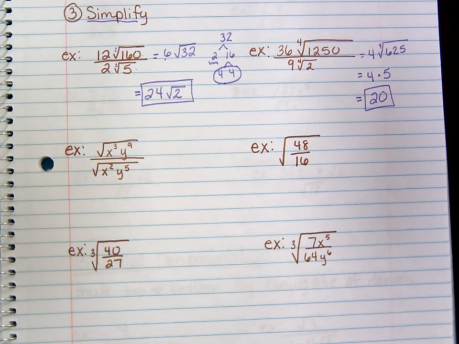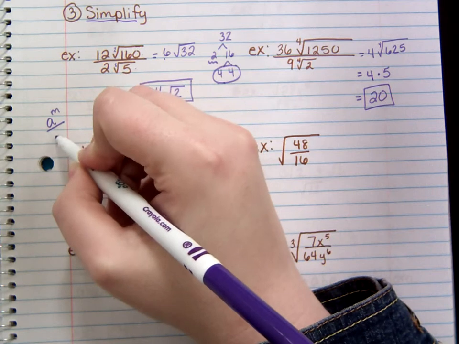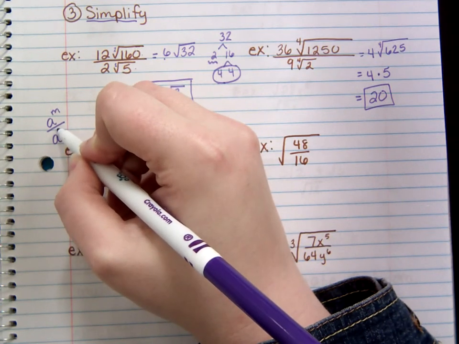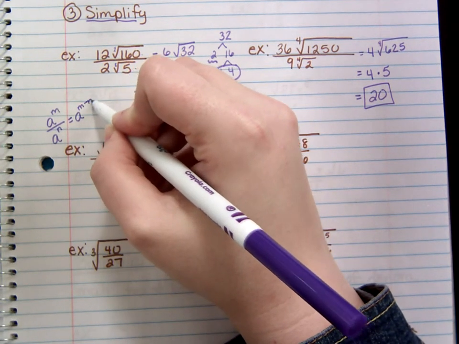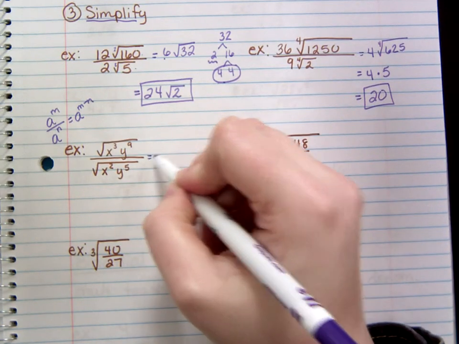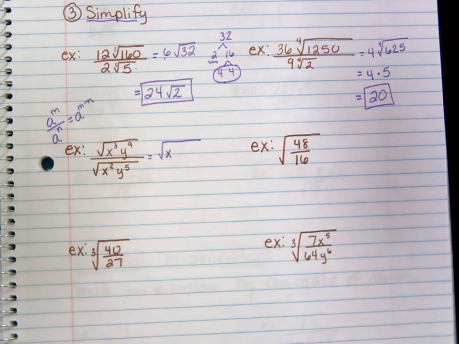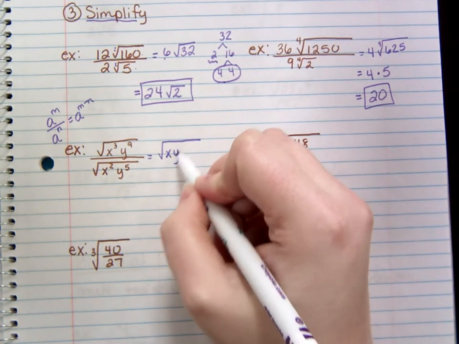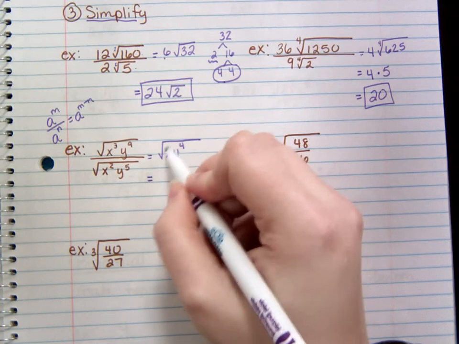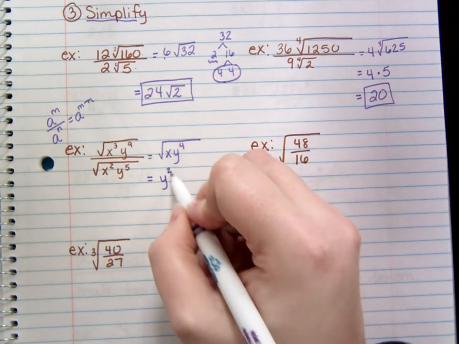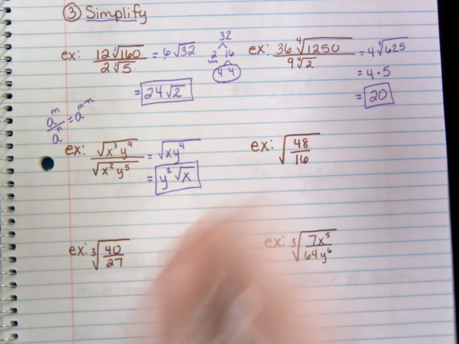Now, if you are dealing with variables, remember our exponent rule that says if you have two numbers with the same base and you're dividing, all you have to do is subtract your exponents. The same thing applies here. So 3 minus 2 means I have x to the first power. 9 minus 5 means I have y to the fourth power. Now y to the fourth is a perfect square. Square root of y to the fourth is y squared, and I could not do anything to the x, so that's my answer.